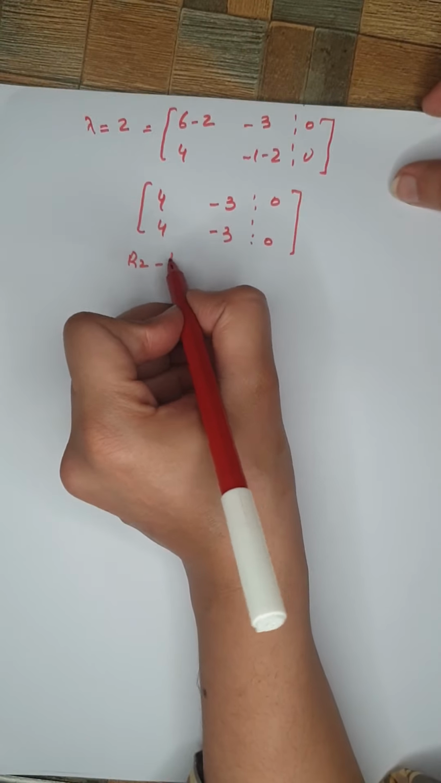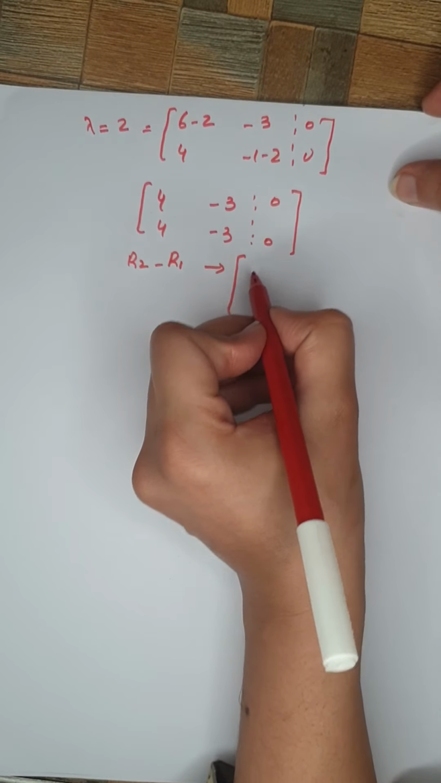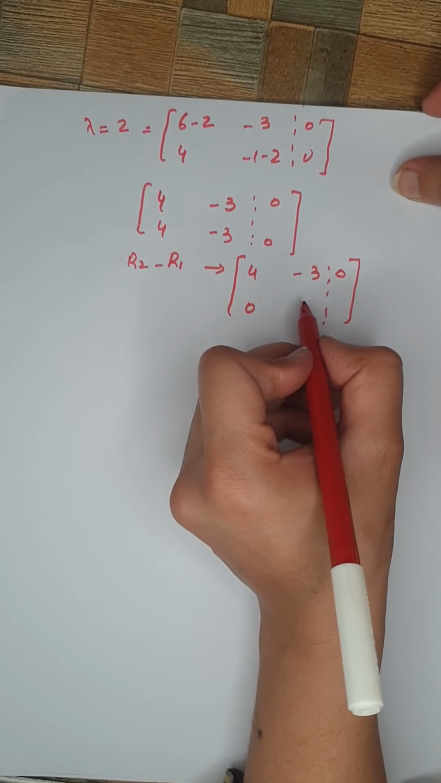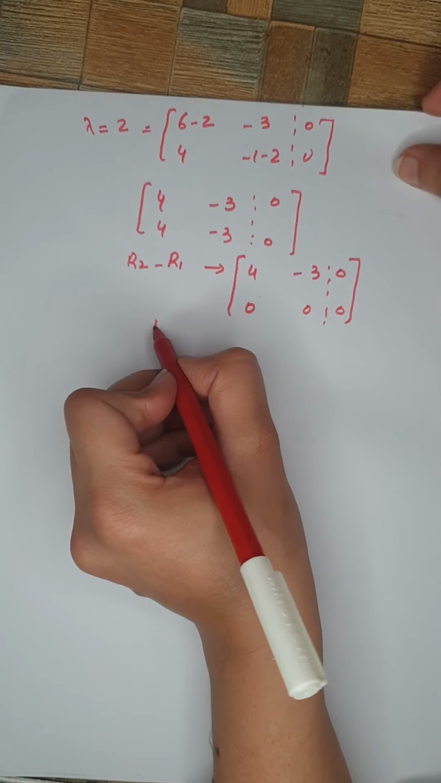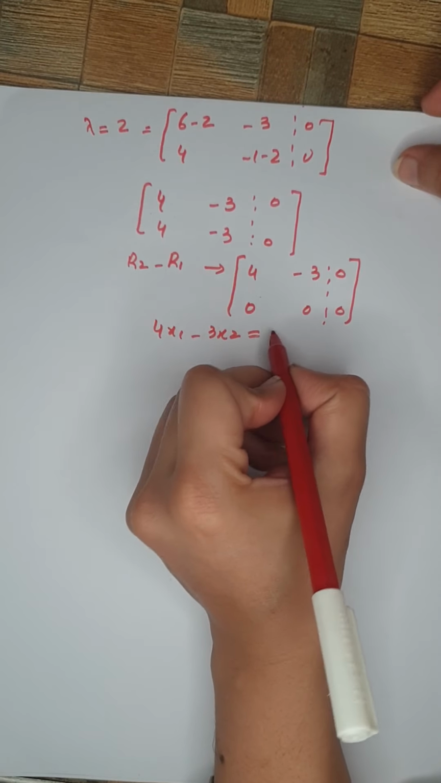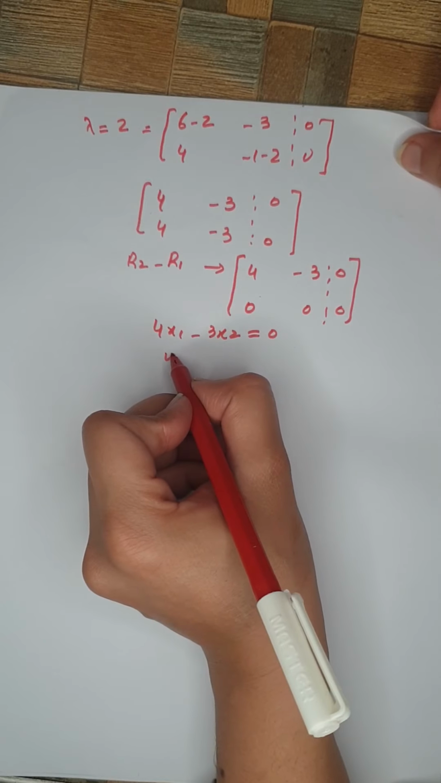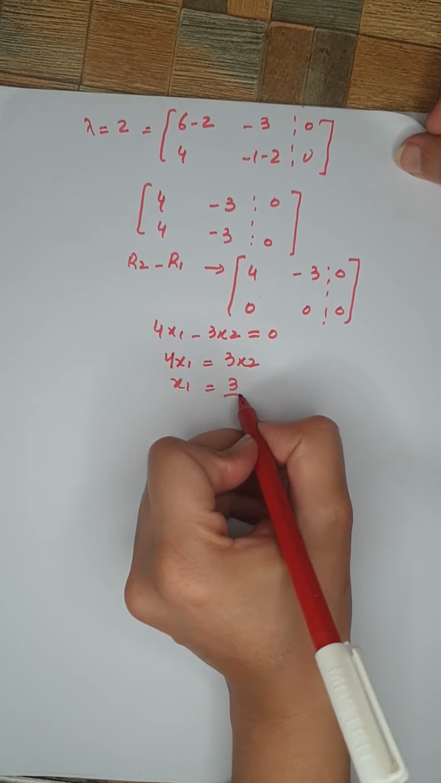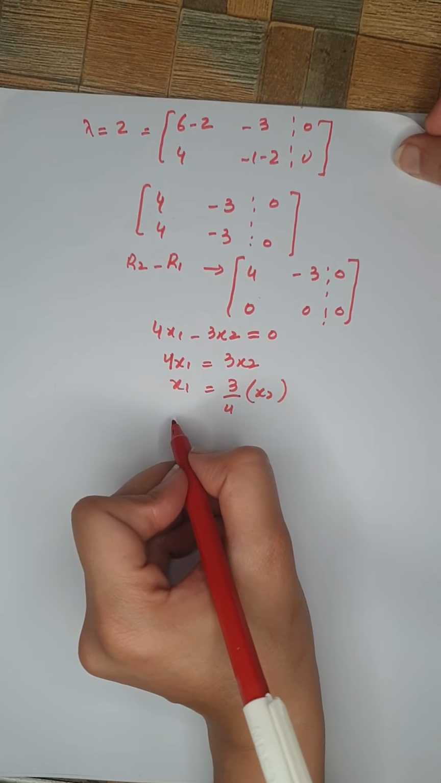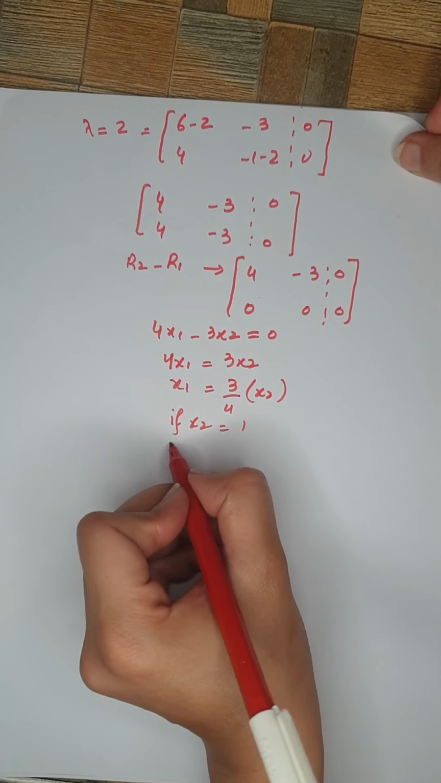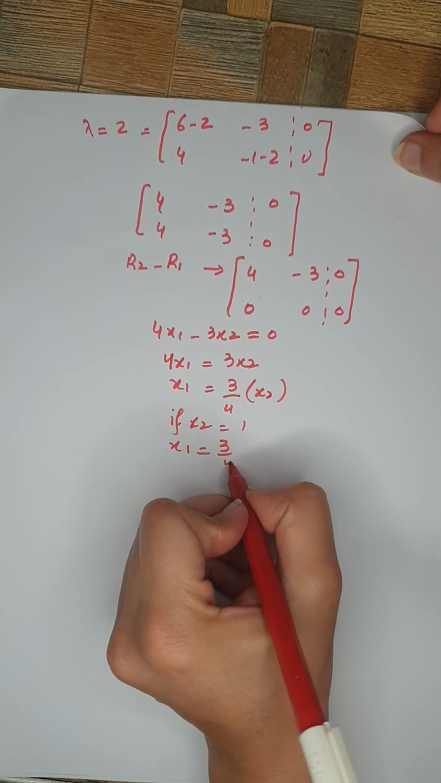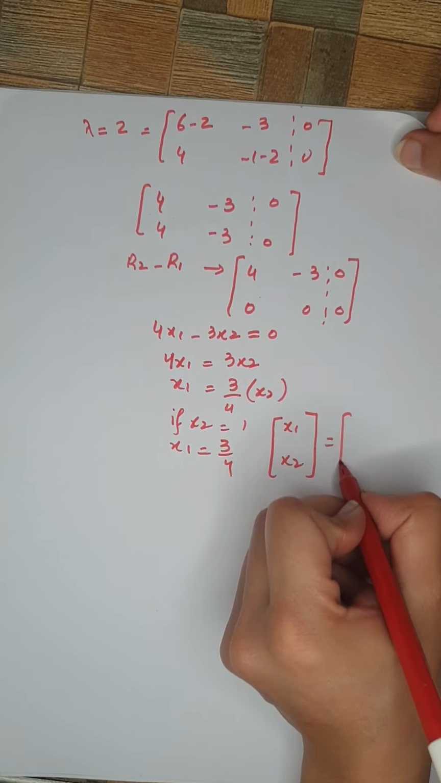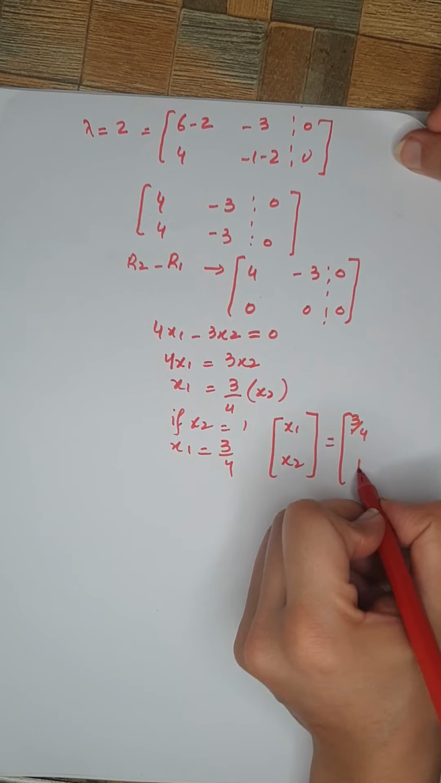Now the row operation that I need to perform is R2 minus R1, and I will have 4 minus 3, which becomes equal to 0, and minus 3 plus 3 also results in 0. So I will have 4x1 minus 3x2 equal to 0, or in other words 4x1 is equal to 3x2, and then x1 is equal to 3 over 4 times x2. So if x2 is equal to 1, then x1 is equal to 3 by 4. So the second eigenvector (x1, x2) has the components 3 by 4 and 1.